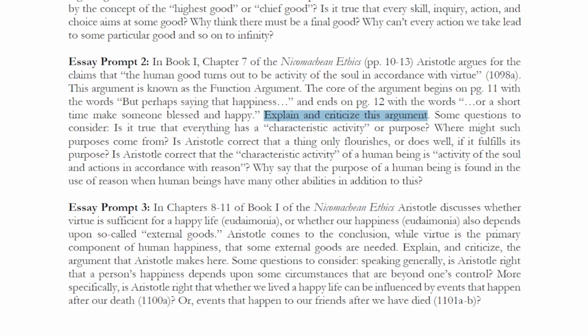Following this, the prompt tells you to explain and criticize this argument. This is a reference to the two major sections of the paper that we will discuss in more detail later. In the explanation section of the paper, you will explain the argument, and in the analysis section of the paper, you will criticize the argument.